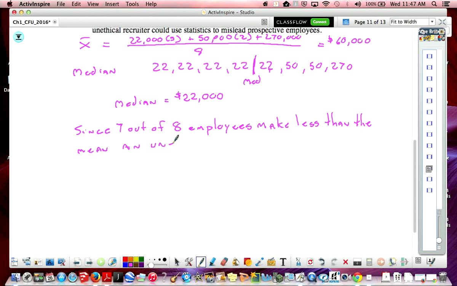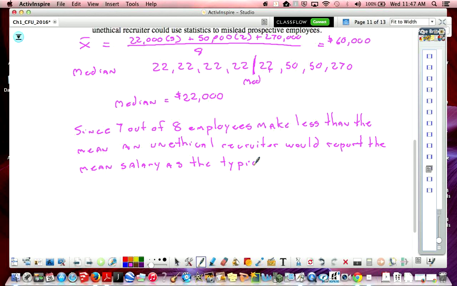an unethical recruiter would report the mean salary as the typical salary, an average or average salary.